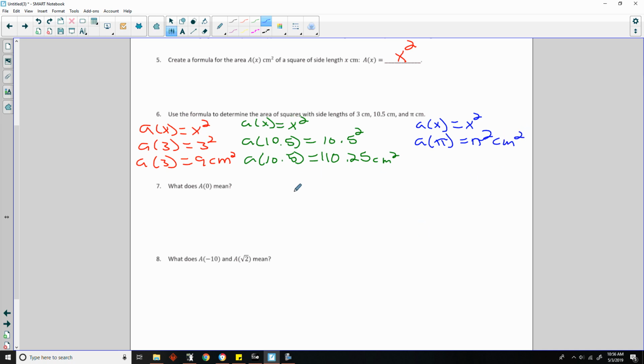All right, number 7. What does a of 0 mean? Well, if we have the formula, a of x equals x squared, a of 0 means 0 squared, which means 0 times 0. You can't have a square measuring 0 sides, so it has no meaning, if that makes sense.